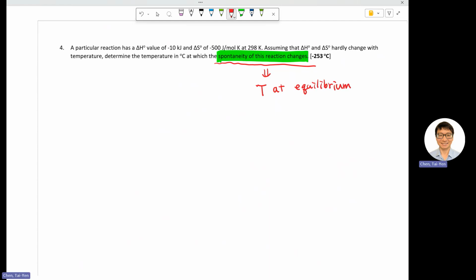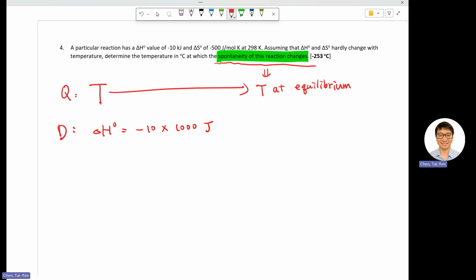Let's see what it really means. You have to translate that sentence into the temperature at equilibrium. So let's write our QD pack quickly. The thing we want to know is the temperature at equilibrium, right? The data you have is delta H naught equals -10 kilojoules, times 1,000.